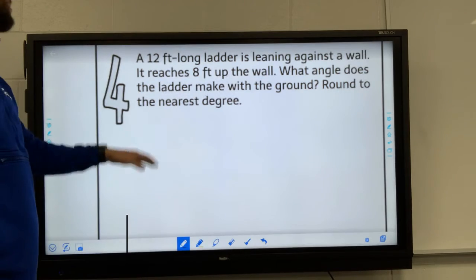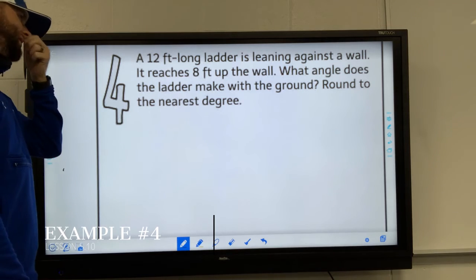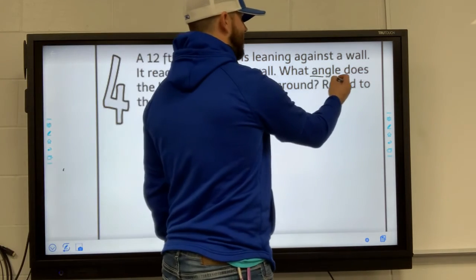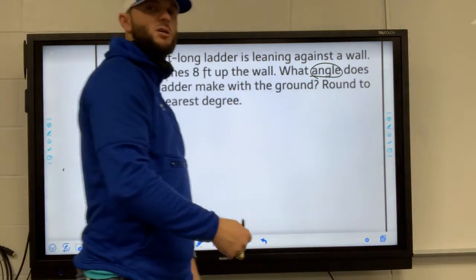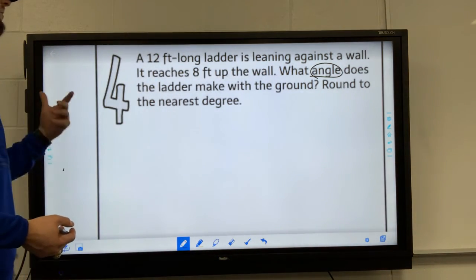All right, so now on example number 4, it says a 12-foot long ladder is leaning against the wall. It reaches 8 feet up the wall. What angle does the ladder make with the ground, round to the nearest degree? So we are trying to find an angle here. This is a key piece of information. I'm going to show you guys how to do it.